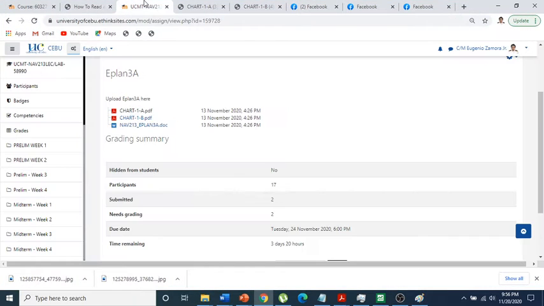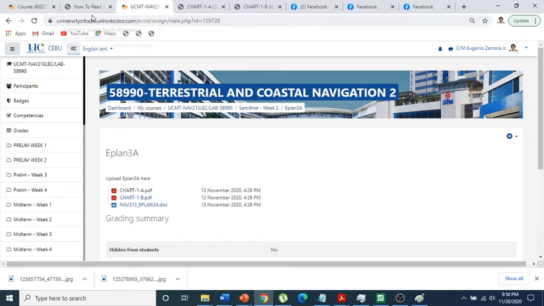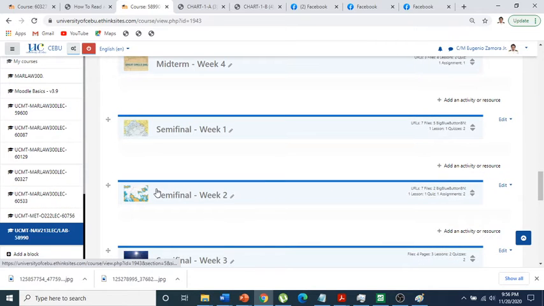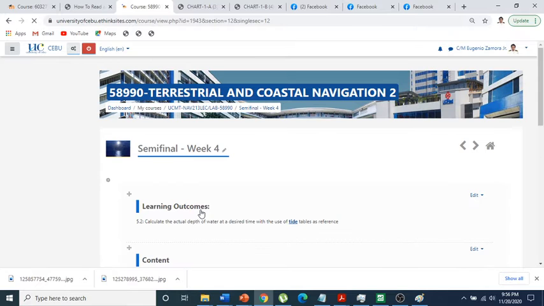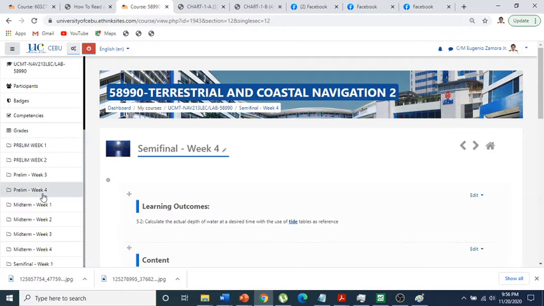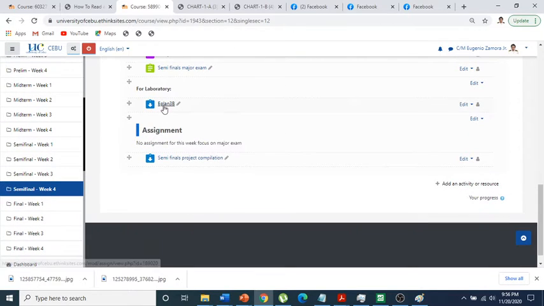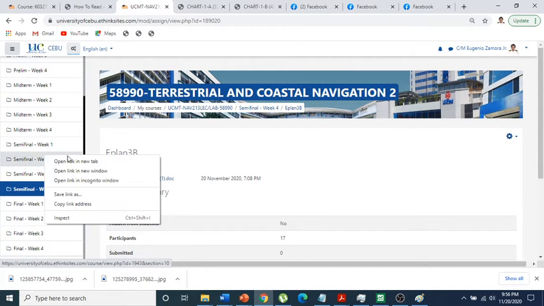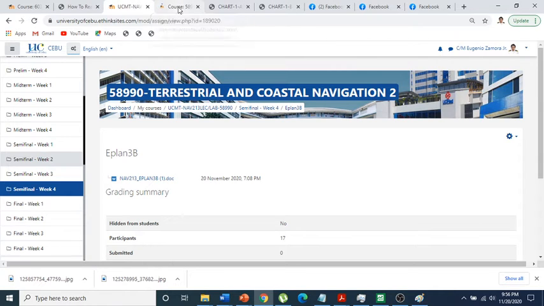Today we're going to be discussing Eplan 3B. You can find the Eplan 3B in semifinal week 4, in here. So Eplan 3B. So this is the Eplan, and the chart for this is basically the same as in Eplan 3A.